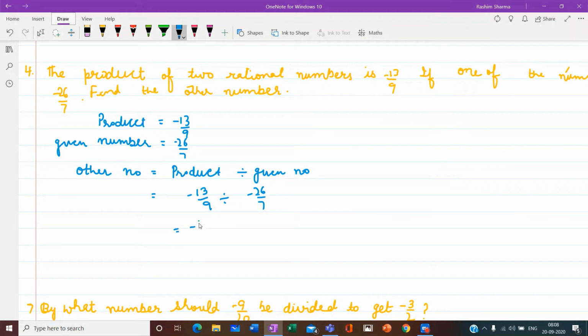Alright. So we write here minus 13 on 9, division changes to multiplication, and reciprocal of it is 7 on minus 26. So 13 ones are 13, 13 twos are 26. Alright, and minus sign will become plus here, and in numerators 7 and in denominators we get 9 into 2, that is 18. So our answer is 7 on 18.